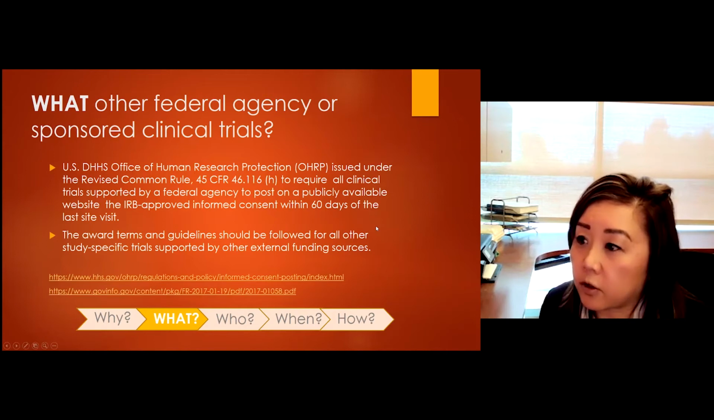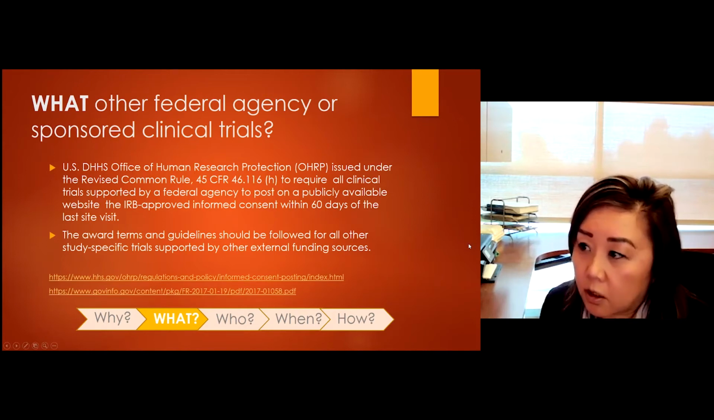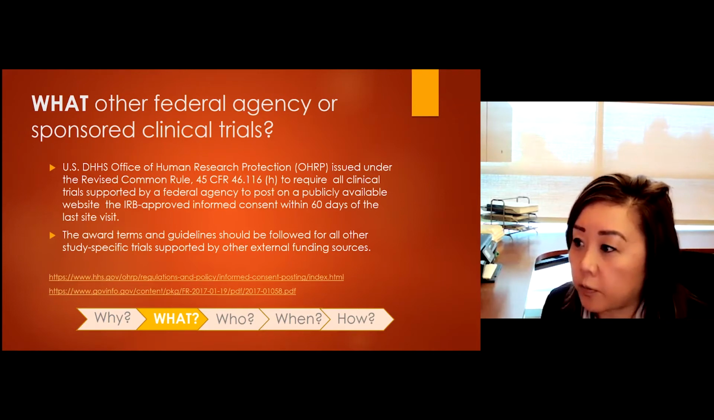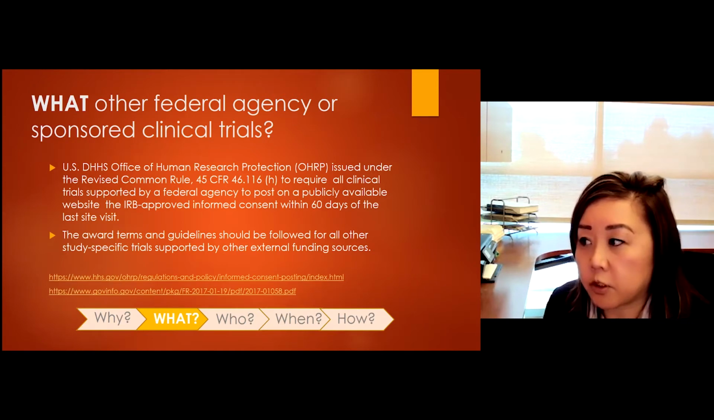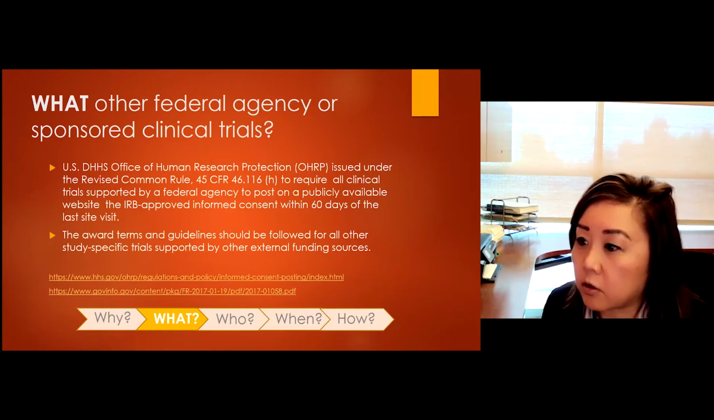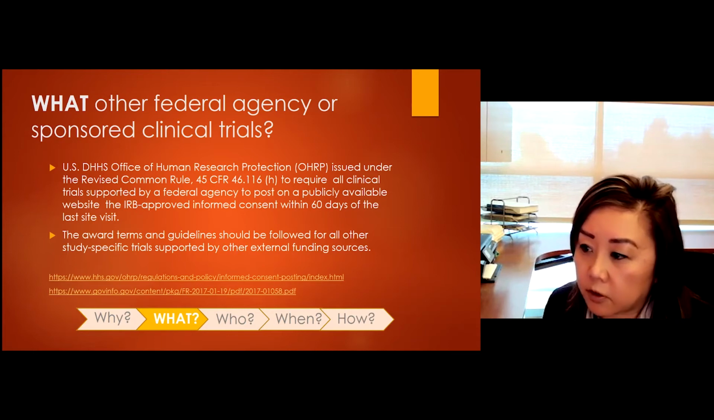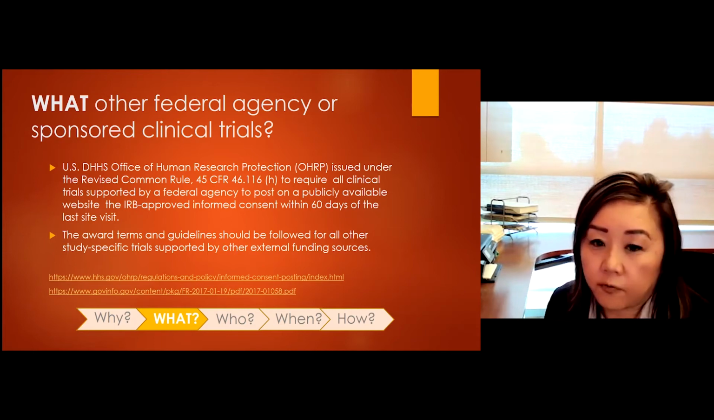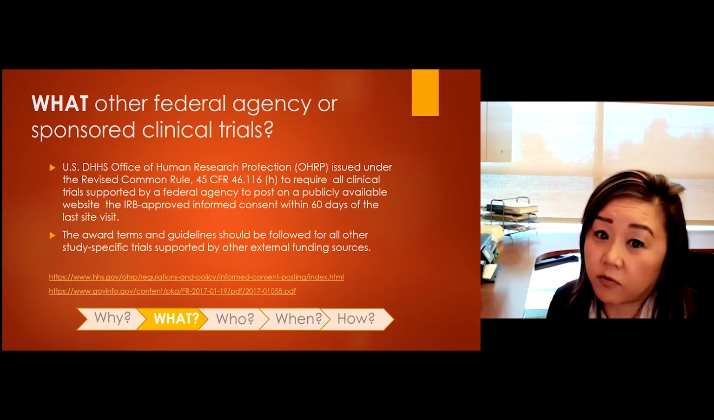Okay, and then what other federal agencies or sponsored clinical trials would be subject to these requirements? And then I had mentioned earlier, OHRP, the Office for Human Research Protections. It was issued under the revised Common Rule. It requires all clinical trials supported by a federal agency to post on a publicly available website the IRB approved informed consent within 60 days of the last visit. The award terms and guidelines should be followed for all other study-specific trials supported by other external funding sources. So that's sort of a catch-all.